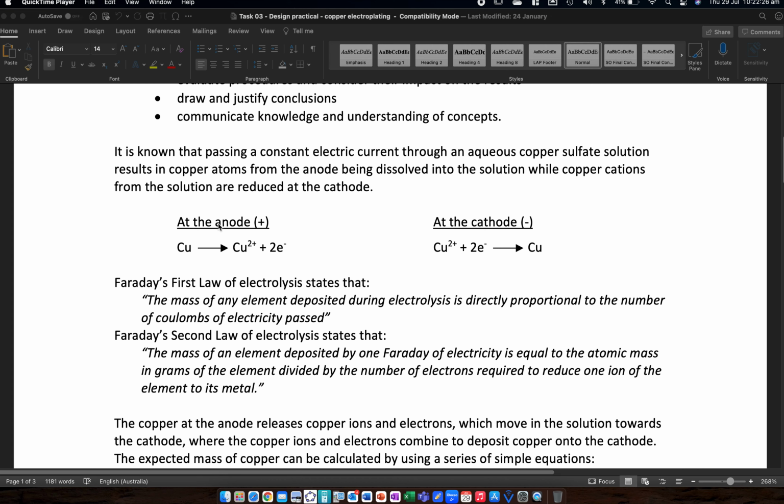So what we've got here is some information. It says it's known that passing electrical current through an aqueous copper sulfate solution, so nothing very fancy, just the blue copper sulfate that you will have used in other years as well. In copper sulfate, we have copper 2+ ions. We're also going to have the sulfate ions, but the sulfate ions themselves are going to be negative. Potentially something might happen, but the sulfate themselves aren't very likely to react, so it's probably likely to be water that's reacting at the other electrode.